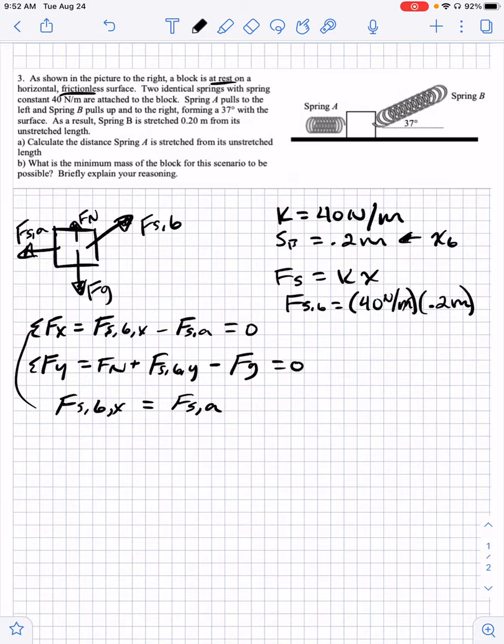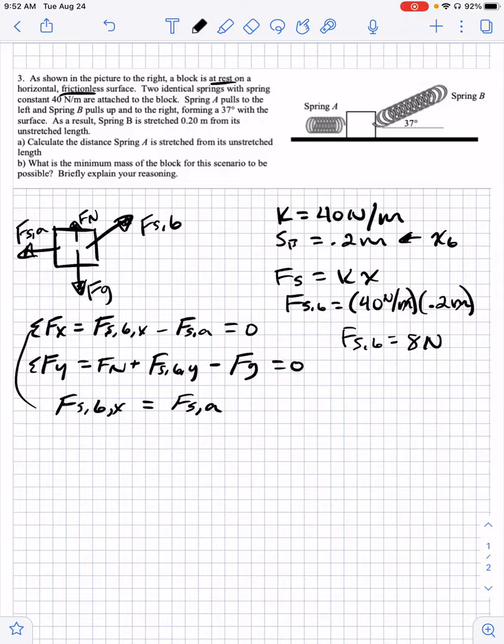Now my meters will cancel. So the force exerted by spring B is just going to equal 8 newtons. So there's the force of spring B. And now we can use this information to find the x and y components of spring B.